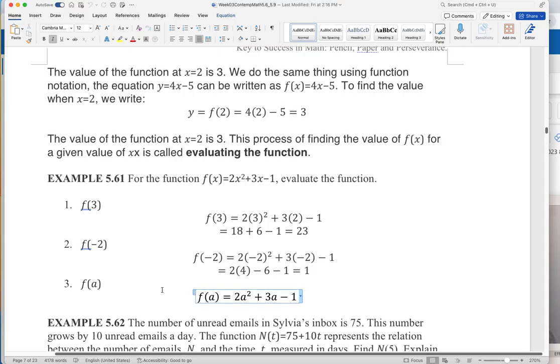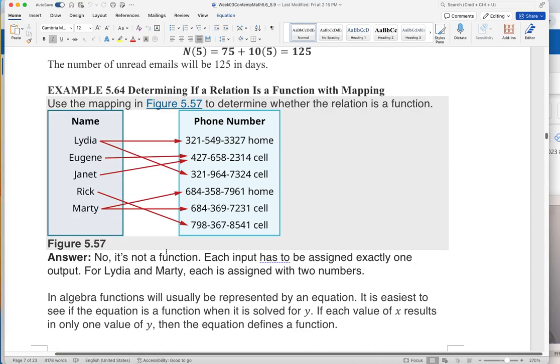There are some other tables in the textbook, and now example 64. This is also directly from the textbook. We do have names and we do have phone numbers. You see the very top one, Lydia. She has two phone numbers listed, one for the home phone and the other for the cell phone.